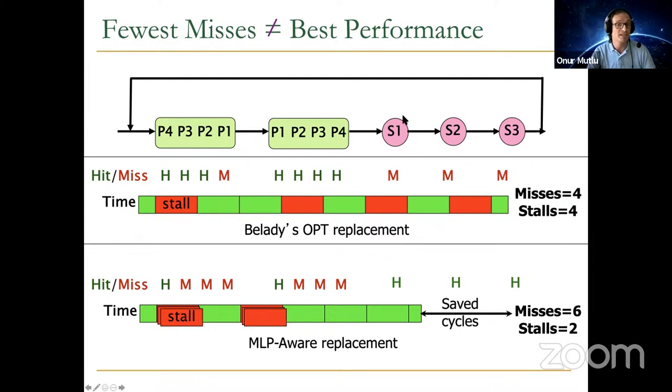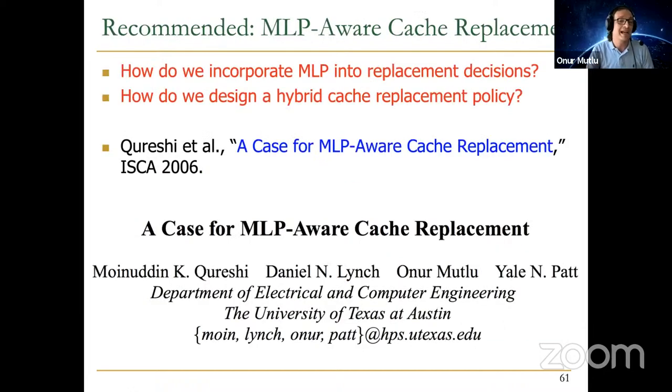If your misses have different costs, it makes sense to keep the important missed blocks in your cache. As a result, even though you may increase your miss rate, you actually reduce your execution time in this particular loop, for example. Okay, so that's the idea proposed in this paper. And you can take a look at this paper for more detail on how to exactly do it. I'm not going to tell you how to exactly do this.